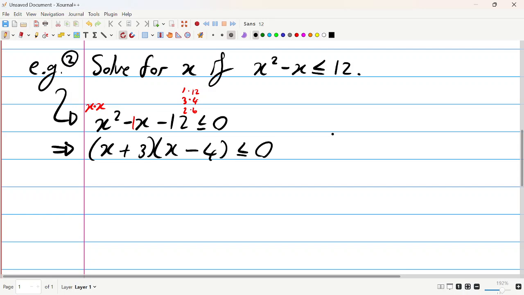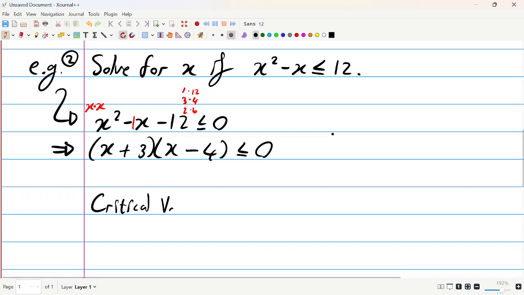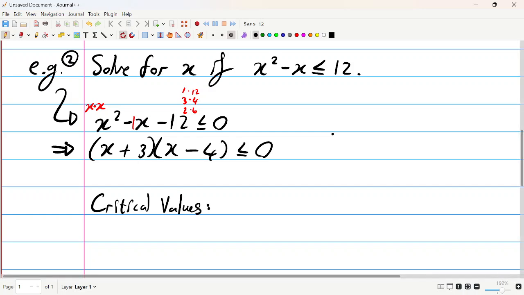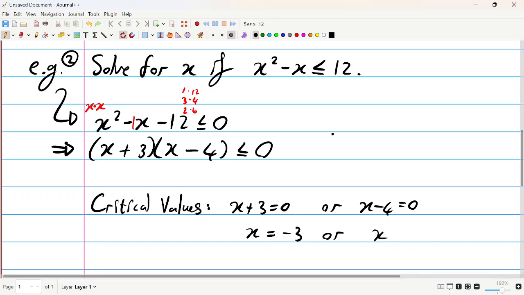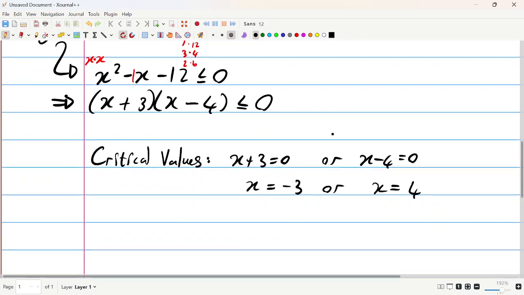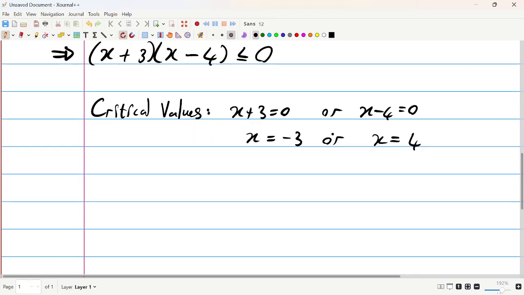Okay. So from here, we need to do the same thing that we did in the previous one. In the previous one, we took each bracket and we let it be equal to 0 to find critical values. So our critical values, I'm going to write here, critical values is going to be what? Where x plus 3 is equal to 0, or where x minus 4 is equal to 0, and then x is equal to negative 3, or x is equal to 4. Okay. So in that case, what we're going to do is we're going to draw our parabola.